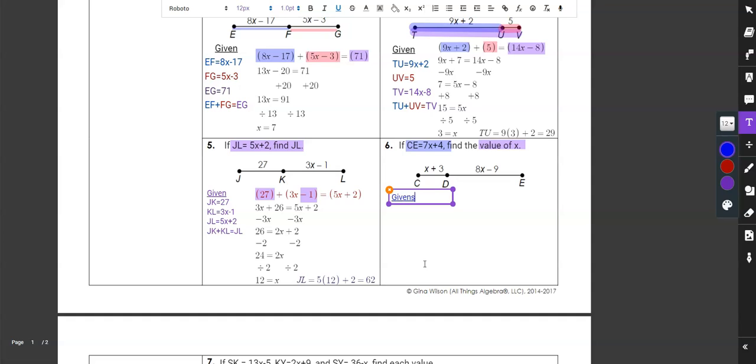Oops. And we are given CD, and that's going to be equal to x plus 3. And we're going to have DE, and that's going to be equal to 8x minus 9. And we have our total length, which is CE, and that's going to be represented by 7x plus 4. And then we need to give our equation, or our formula. So CD plus DE is equal to CE.